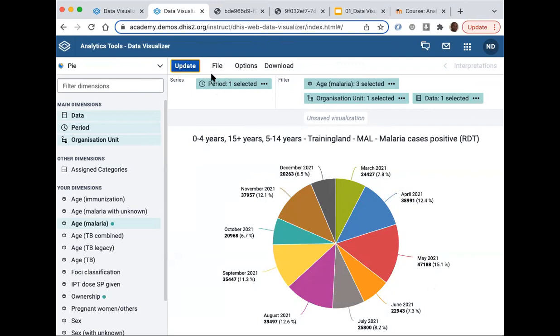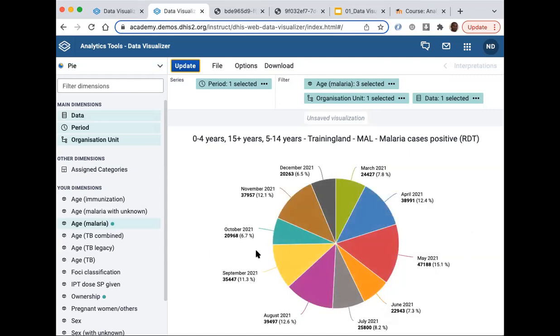Okay, sorry about that. So you see with the pie chart, you are now able to play around with the cities in terms of what you want to do. For example, this is showing us the different months. Which month has had the highest malaria cases? So I can be able to see.